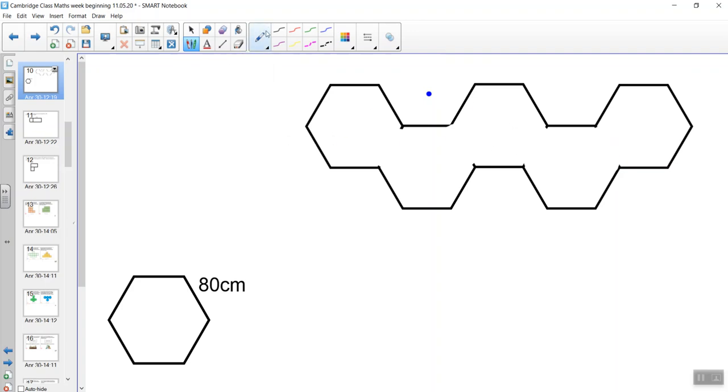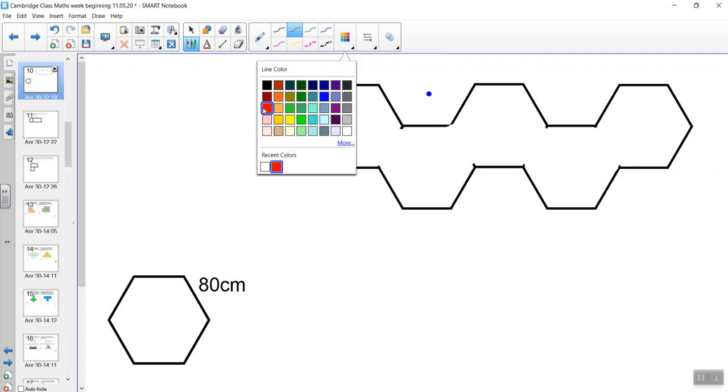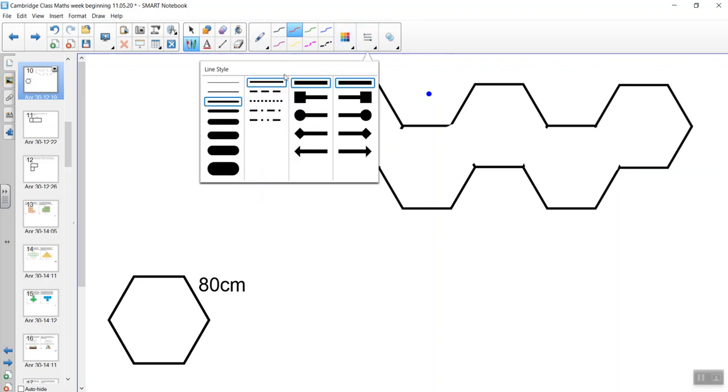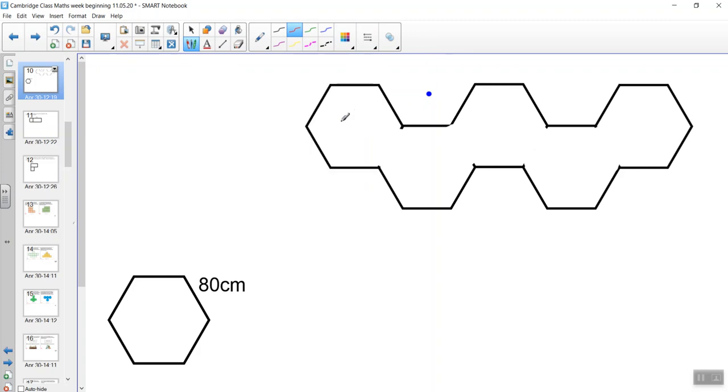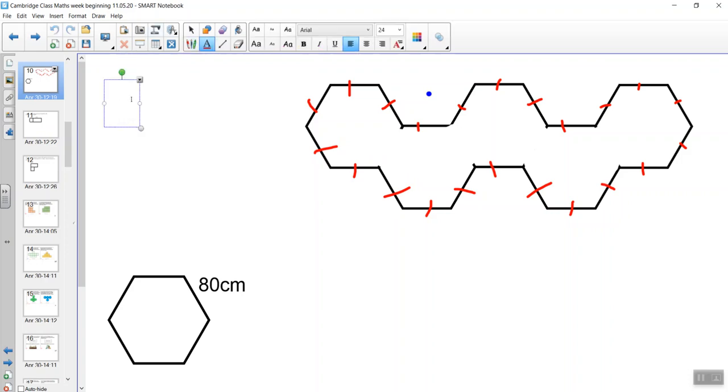The next job is to count them. That's going to help us to work out how many sides there are. Here we go. 1, 2, 3, 4, 5, 6, 7, 8, 9, 10, 11, 12, 13, 14, 15, 16, 17, 18, 19, 20, 21, 22. 22 sides. Let's just jot that down so we don't forget.